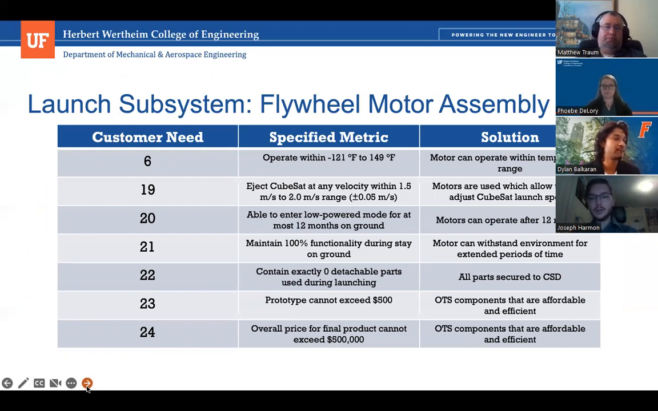For our launch system, we selected 6061 aluminum rails and motors, both of which are able to withstand the full range of temperatures that can occur both in mission and during the 6-month storage period. The motors require 0 power during storage, and our system is primarily OTS parts to reduce costs, which meets almost all of customer needs. In addition, the flywheel motor in our design had a variable launch to meet customer need 19, which gives the ability to meet the full range of 1.5 meters per second and 2 meters per second.